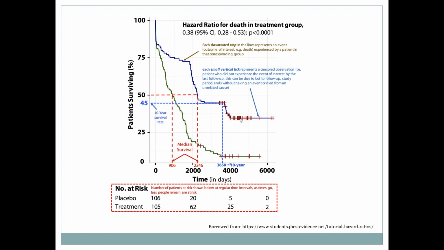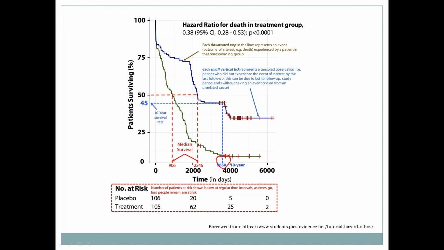Each of these little ticks is a censored observation, so these people were still alive. What they did, they looked right here. This is when they did the hazard ratio and the test. This is when they did the analysis at the 10-year mark. These people continued to be followed up after, and they're fine. So they didn't die by the end of the study.